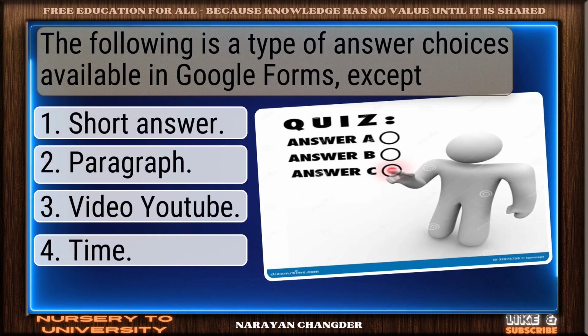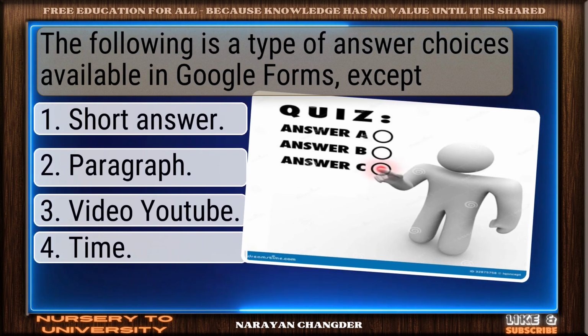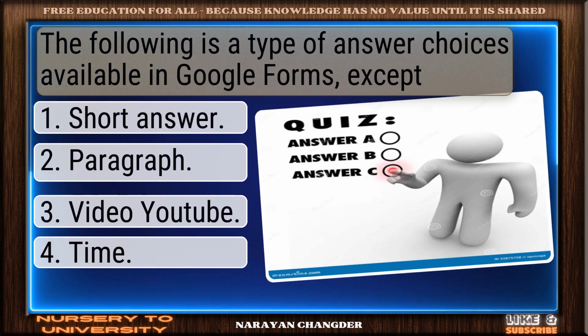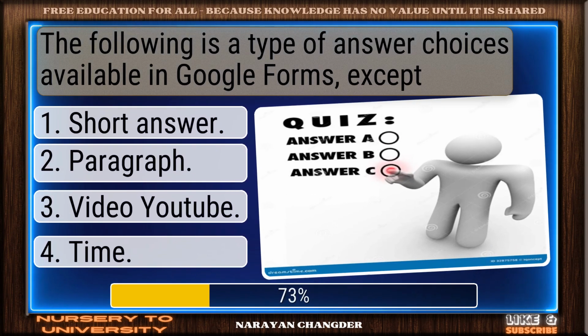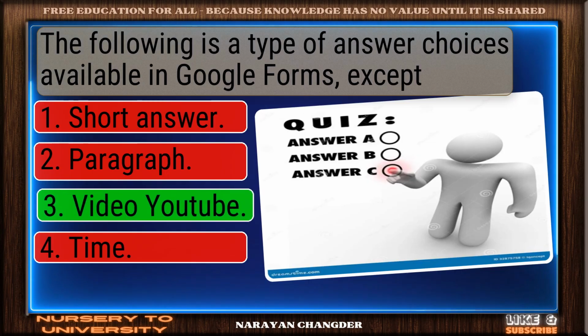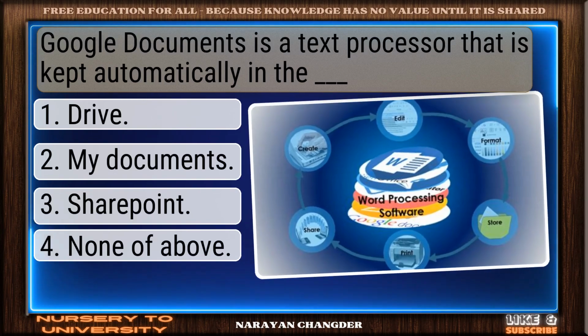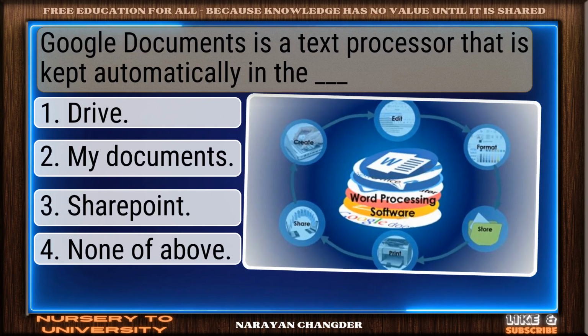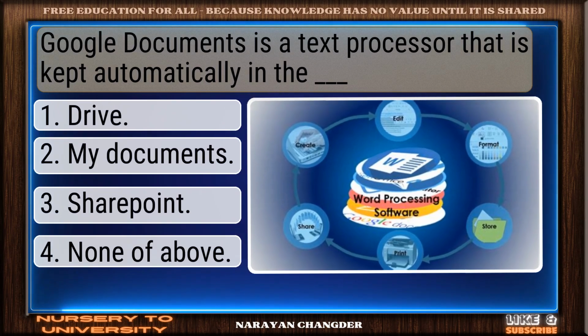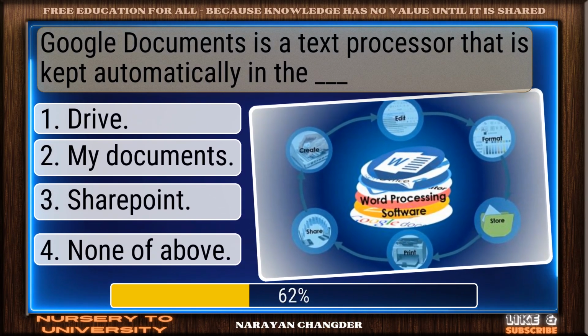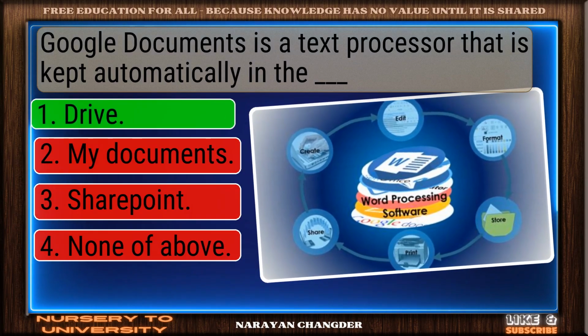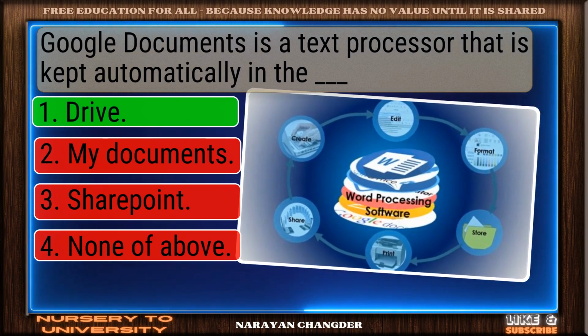The following is a type of answer choices available in Google Forms. Accept. Correct response. Video YouTube is the most accurate answer. Google Documents is a text processor that is kept automatically in the Dash. Excellent. Drive is a brilliant choice.